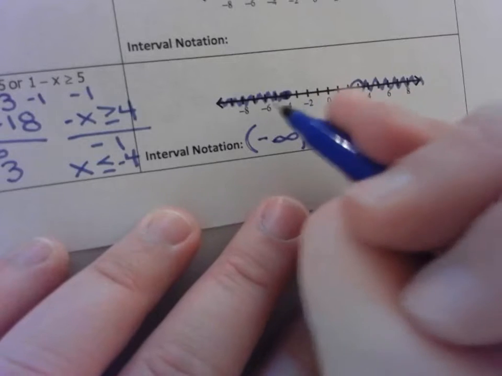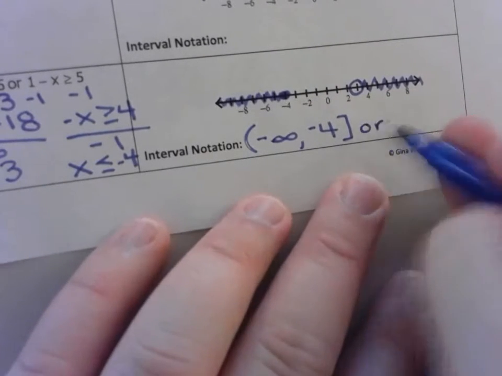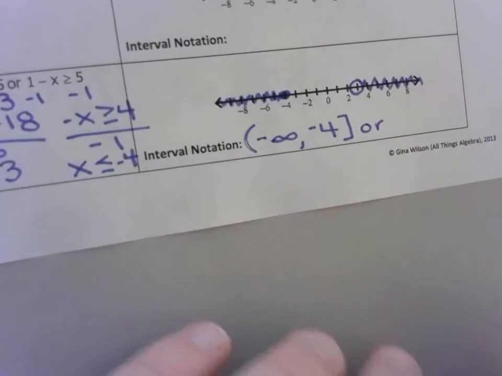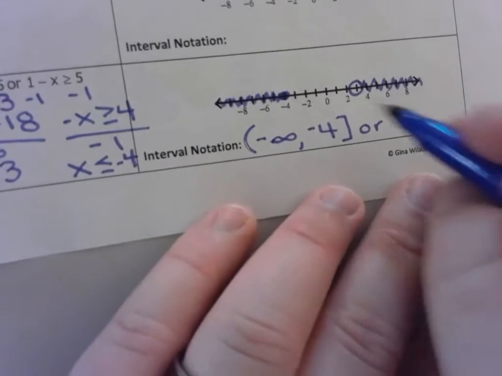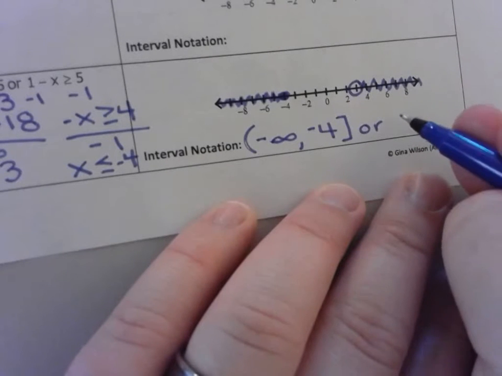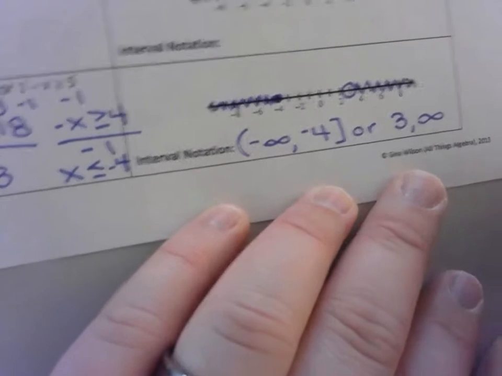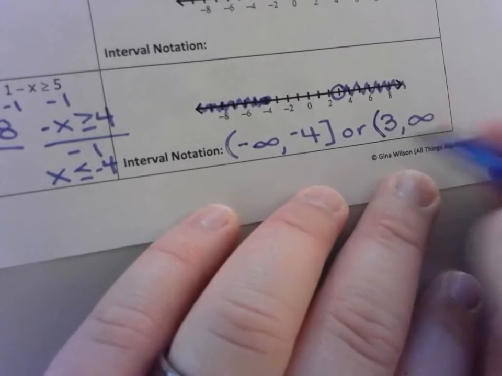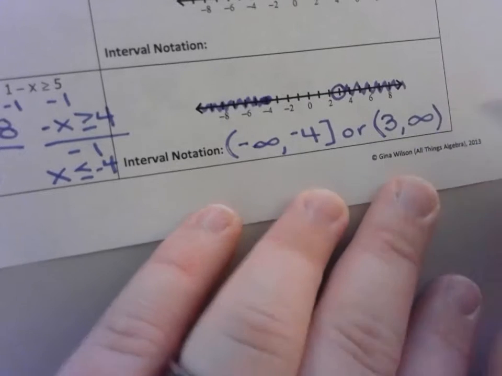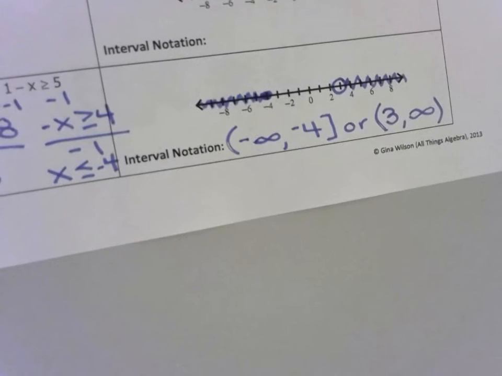What type of bracket at negative 4? Because it's a closed, filled-in circle, that means I include negative 4, so a bracket does. Or, the inequality on the right, what will that look like in interval notation? 3, comma infinity. Both parentheses. I do not include 3. It's an open circle. Infinity always has parentheses. Okay, any questions on that? Same big idea, you're just doing it twice.